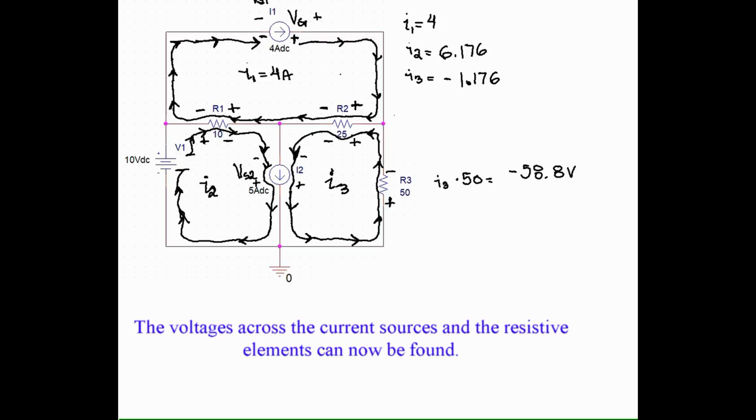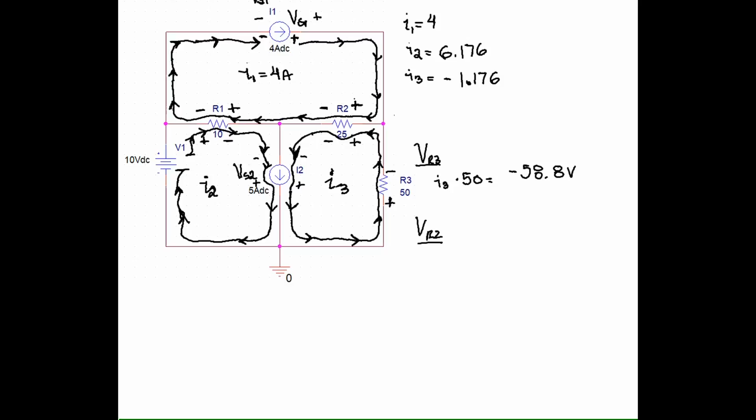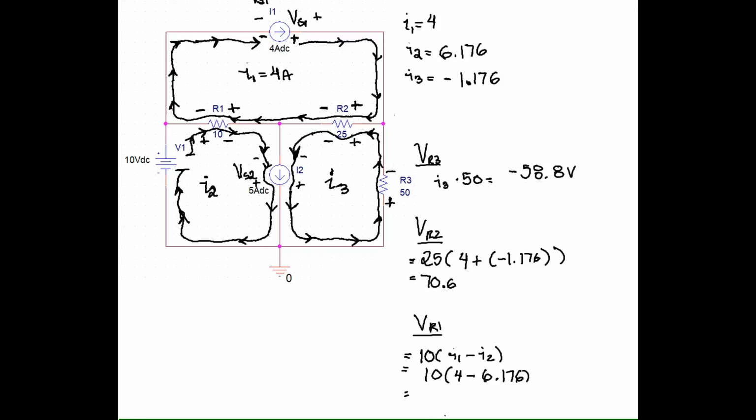So the voltage drop across R3 is minus 58.8 volts, and that's with the polarity that we have indicated on the diagram, which means that the north side of R3 is really positive. So if you want to invert that, you'll get the less complicated answer. So we can solve for the voltage drop across R3, R2, and R1. And using that information, we can find the voltage drops across the 2 current sources in the circuit.